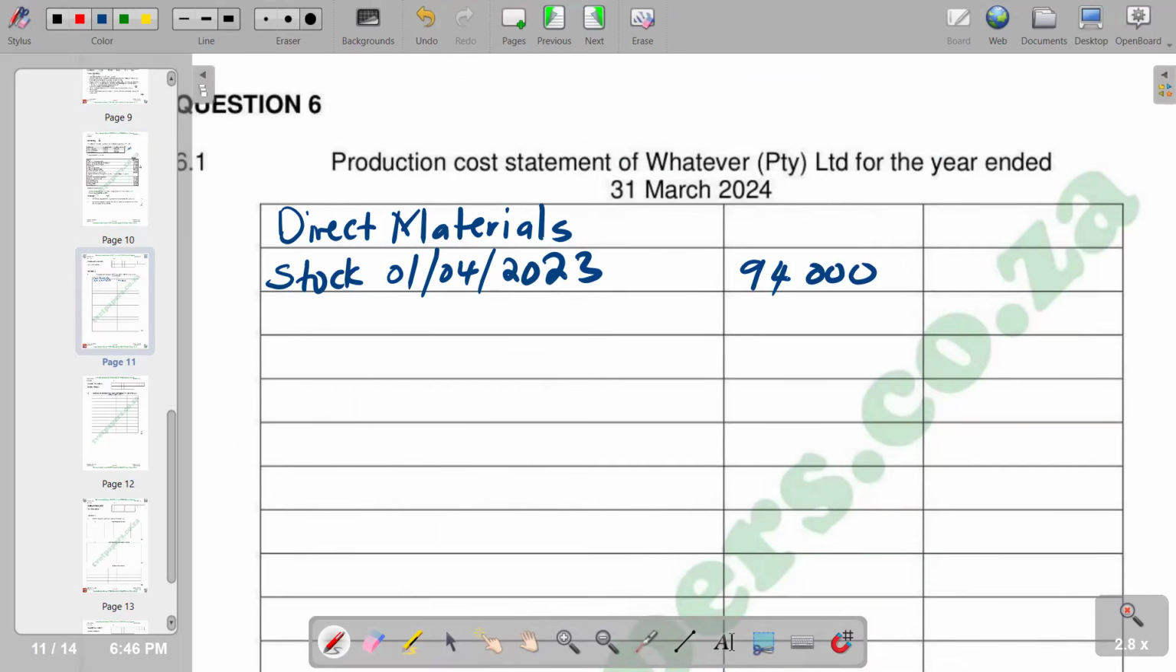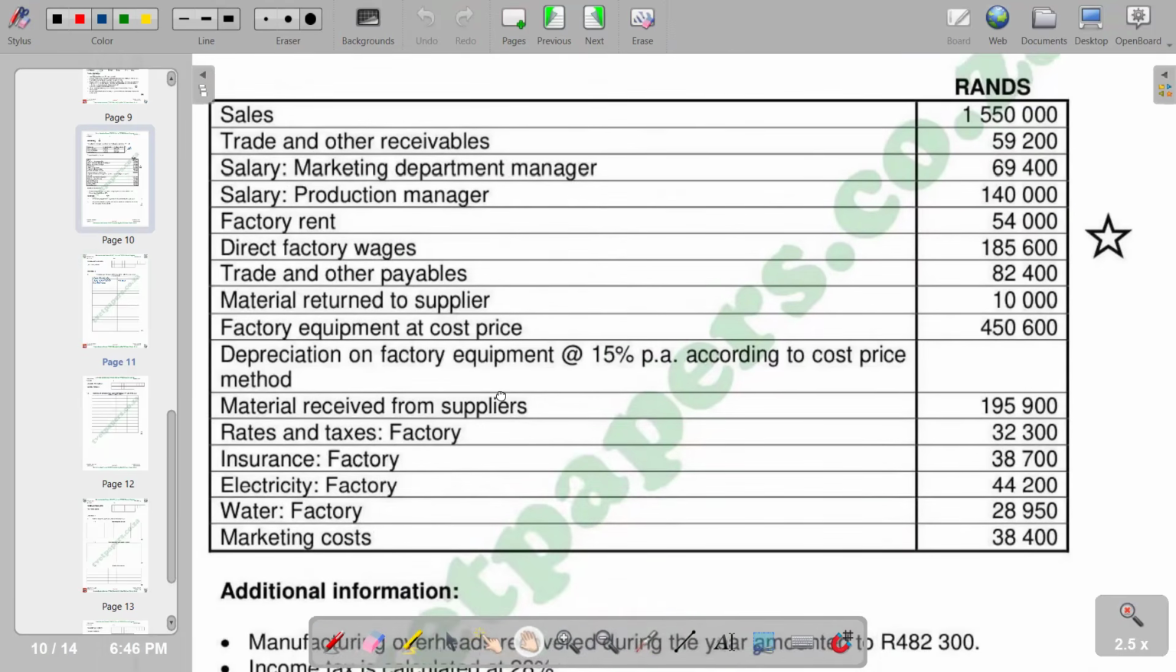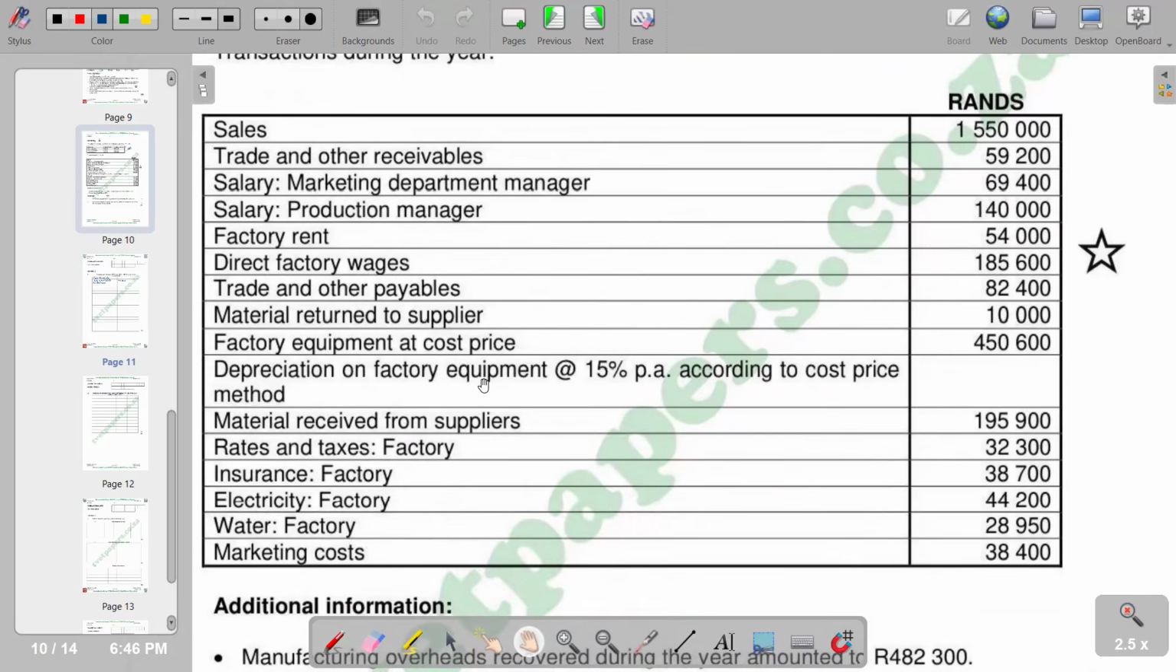Then from there, you're supposed to add your purchases, that is plus purchases. For purchases, we check what figure we have. If you go down, you'd see that we have got 195,900 as material received from suppliers, representing our purchases. Remember, we are supposed to put our net purchase figure. If we have any returns of purchases, we are supposed to subtract them. If you check, we have material returned to supplier. So these are purchase returns of 10,000. So we subtract 10,000 from 195,900 in brackets.